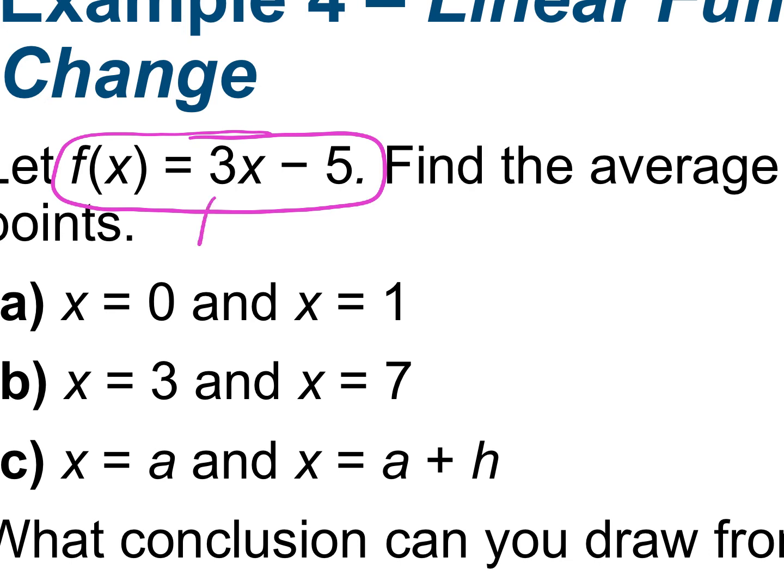Guys, you're telling me this is a linear function, right? This says y equals 3x minus 5. It's a linear function, a line. If I asked you to graph this, what's the y-intercept? Negative 5. And how much do I go up and over from negative 5? Up 3, over 1, and then up 3, over 1, and then up 3, over 1. So your average rate of change here is constant because it's a straight line.